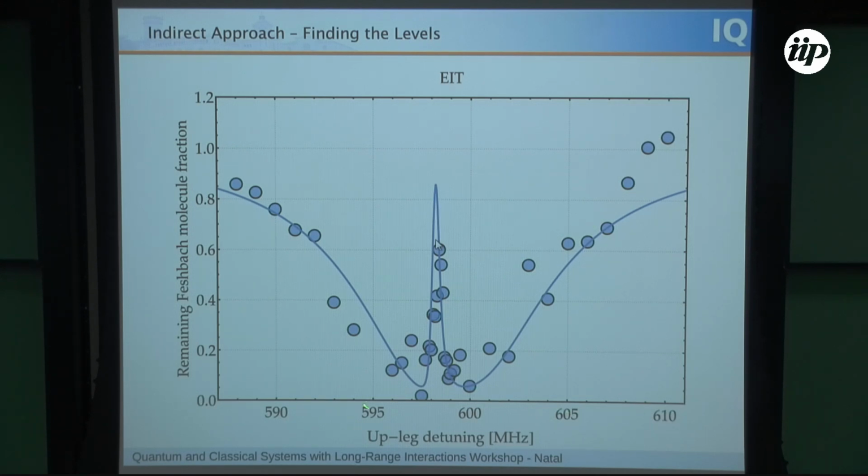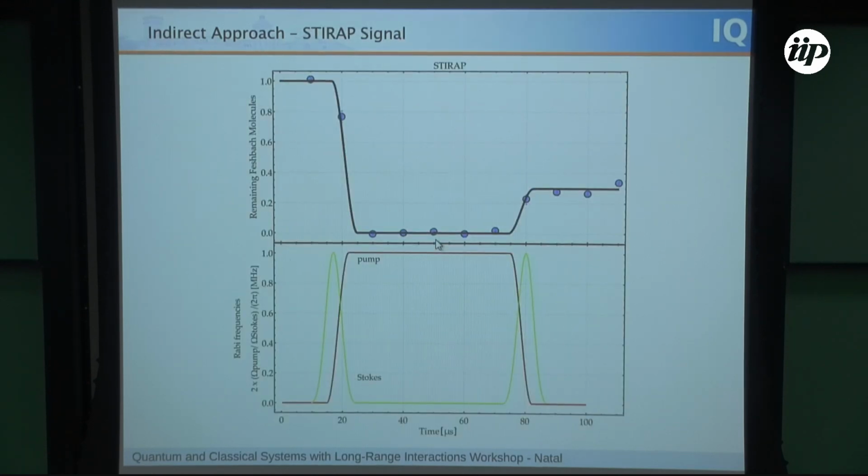So this is a scan of the up leg of the pump laser that was called earlier. And this laser is basically held constant, and we see right here, there's the transition. So from that, we now know what the frequencies are for both of the lasers that we need. And now we can perform our STIRAP. And this is our result, so to speak.